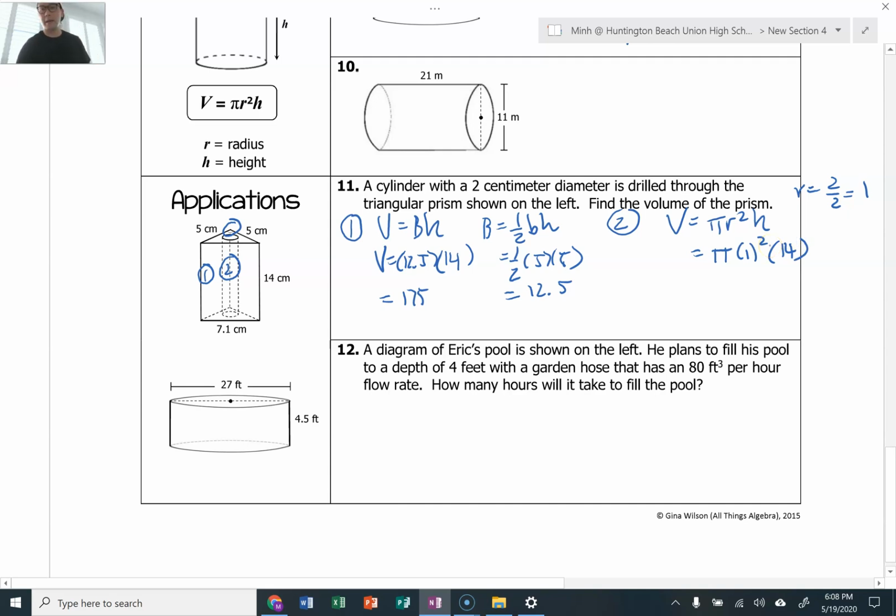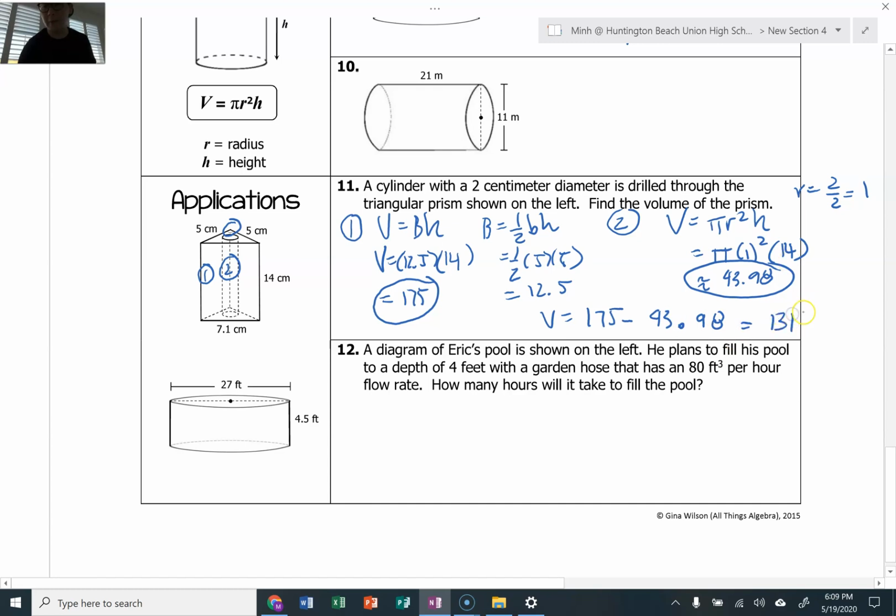So, putting this into the calculator, you have an answer that's going to be approximately 43.98. Right? So I have my triangular prism, and then I have my cylinder, and I'm going to take the volume of the two and subtract it. So 175 minus 43.98, sorry for the gap. If we do that correctly, the volume of the triangular prism with the hole cut out is around 131.02 cubic, not squared, cubic centimeters. All right, guys.